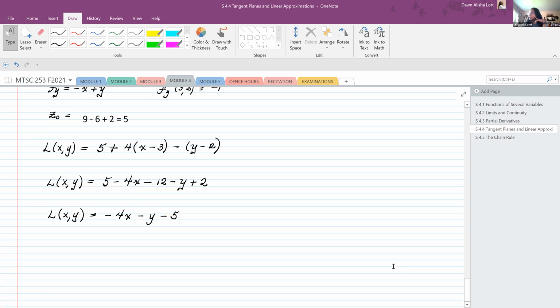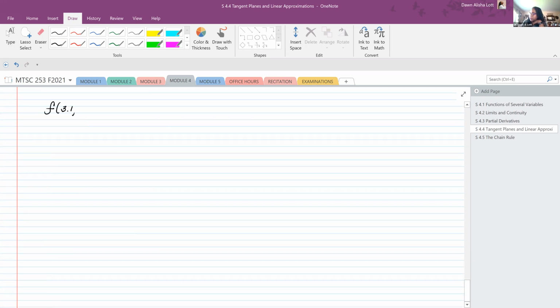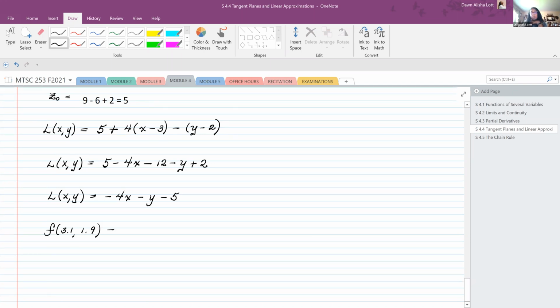Okay, so let's see, f of 3.1, 1.9 would be, so the true value is 3.1 squared minus 3.1 times y, which is 1.9, plus 0.5 times y squared, which would be 1.9 times 1.9.